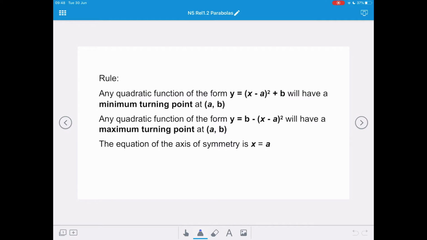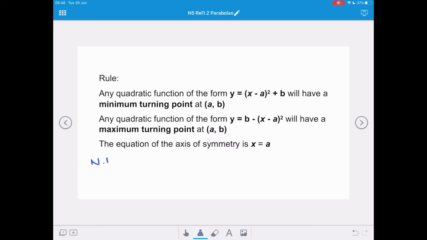Now the rules for using completing the square to sketch a quadratic function are: any quadratic function of the form y equals (x minus a) all squared plus b will have a minimum turning point at (a, b). Any quadratic function of the form y equals b minus (x minus a) all squared will have a maximum turning point at (a, b). And the equation of the axis of symmetry is x equals a.